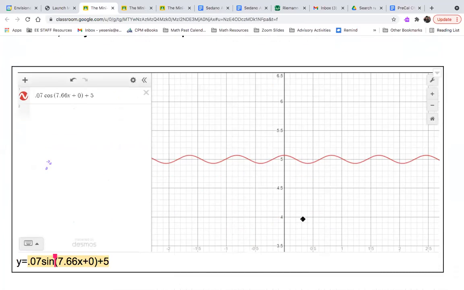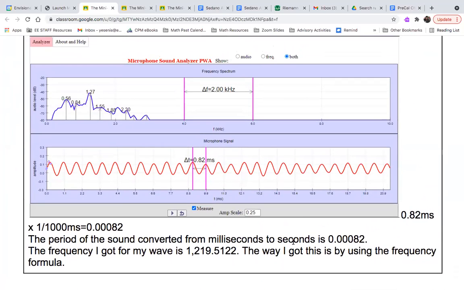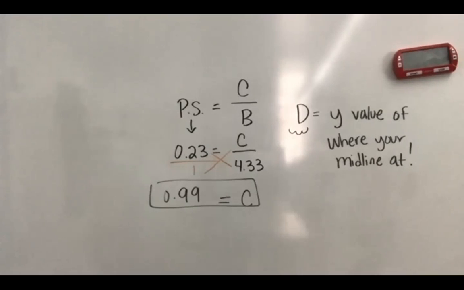Yeah, but what about the vertical shift too? Okay, vertical shift. So I don't know if you heard what I told Jasmine when I was in the iPad. Were you able to hear what I told her or no? I think I wasn't paying attention. Okay, that's okay. No problem. So right now, I just stopped my share. Do you see the board work? Yeah. What does it say about the D term? Y value where your midline is at.